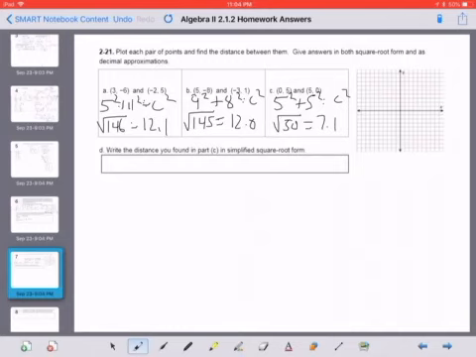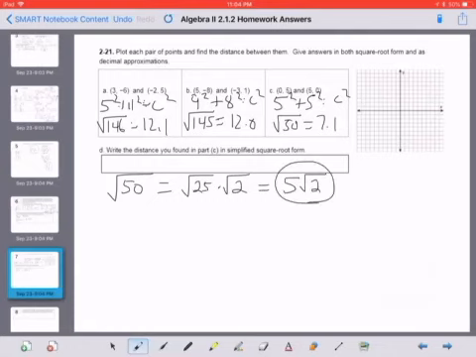Then it says write the distance you found in part C in simplified square root form. So I'm taking the square root of 50, and what I'm really trying to do is figure out what perfect squares I can multiply together to get 50. So I know that I can find the square root of 25 times the square root of 2. So then I just say it's 5 times the square root of 2, and that's my final answer.